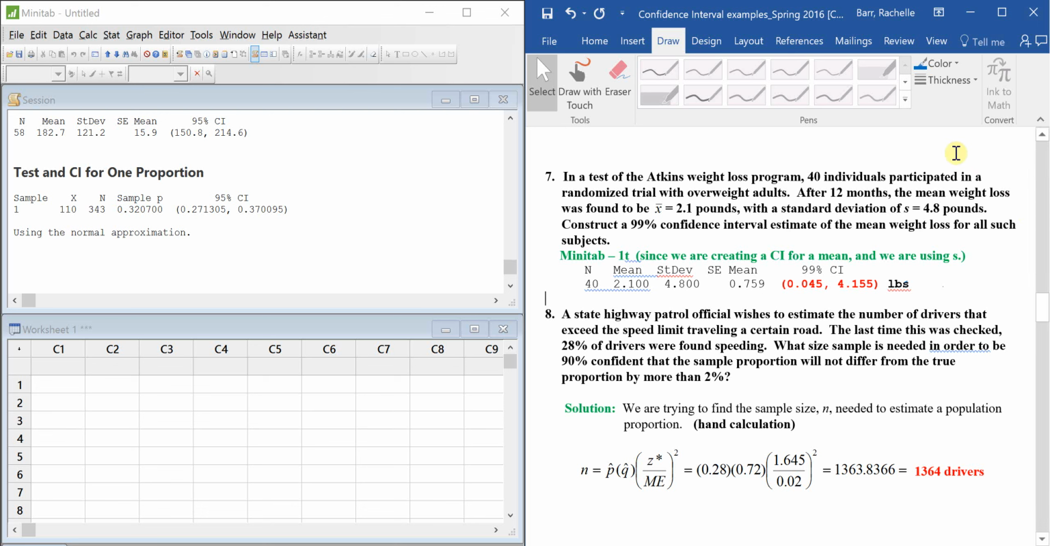Now, two things going on here. I have only 40 individuals, which is a decent sample size, so it's probably normal. However, I do not know the population standard deviation. I actually only know the sample one, so I'm going to have to use t.